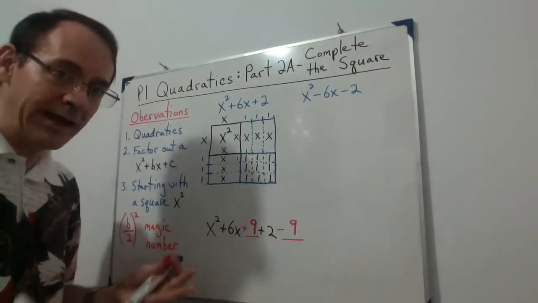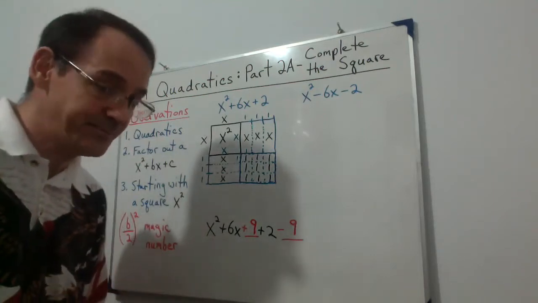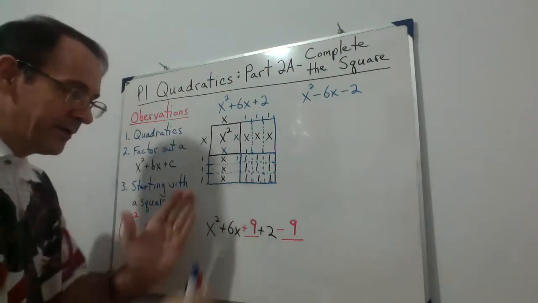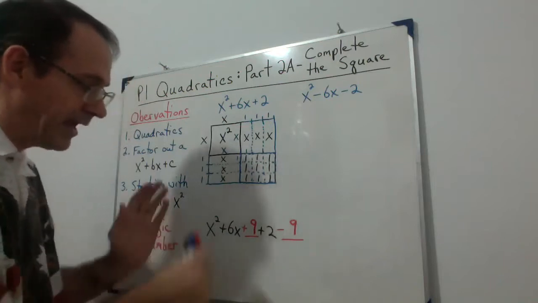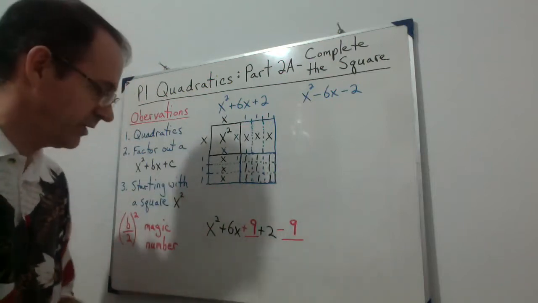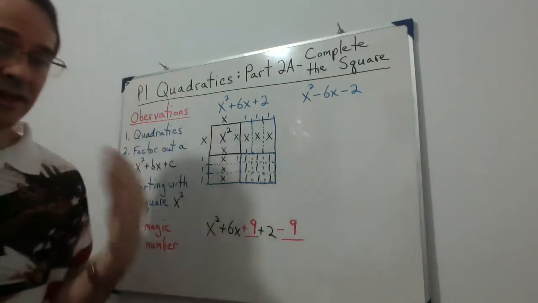You're like, why do you want to add 9 and subtract 9? We're doing it to different places. We're adding 9 to this group over here, but we're subtracting 9 to this group over here, and the total expression is still the same value. It's still x squared plus 6x plus 2 because the 9s cancel. Think of it this way.